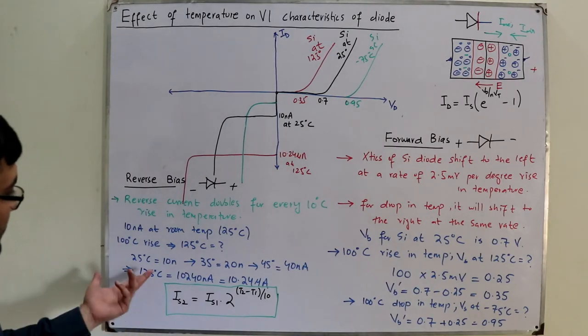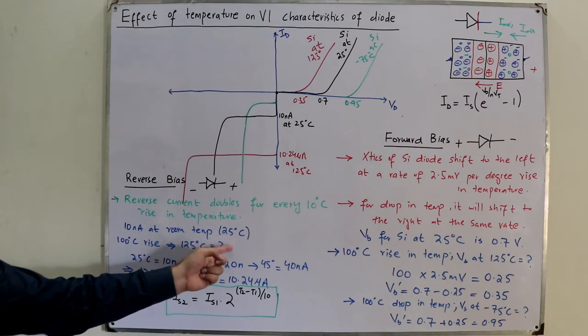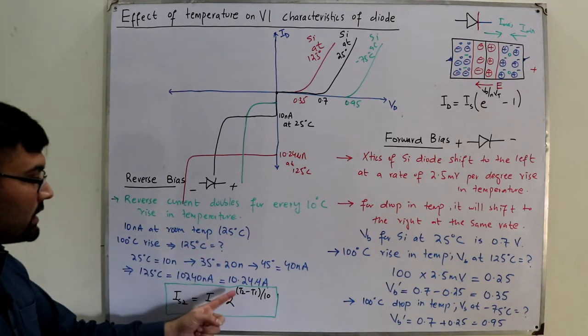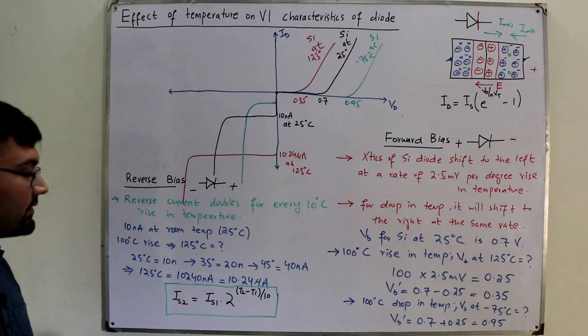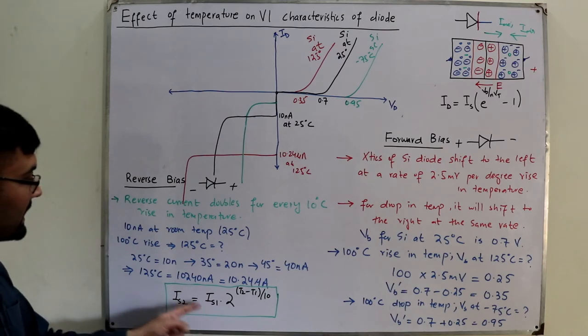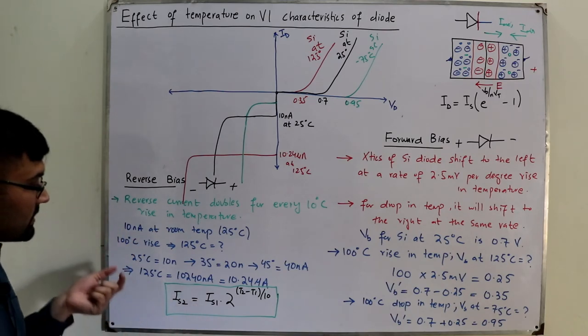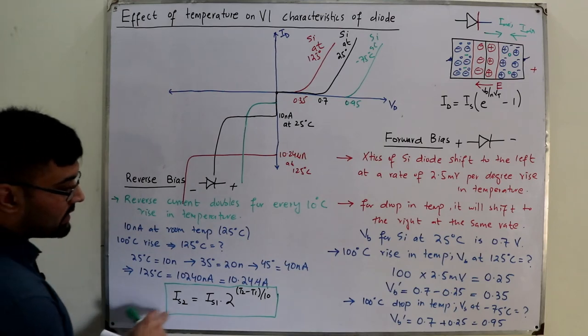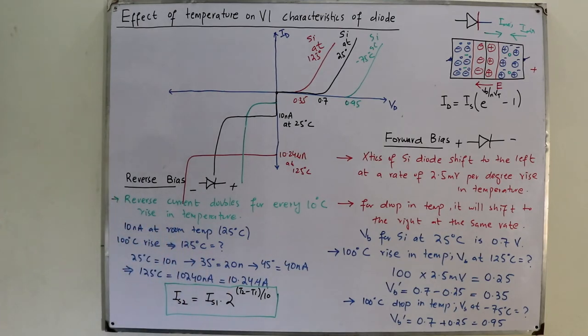Over here, let's say you take T1 as 25 degrees, T2 as 125 degrees, and IS1 as 10 nanoamperes, and find IS2. IS2 would come out to be 10.24 microamperes. So this I have already done.